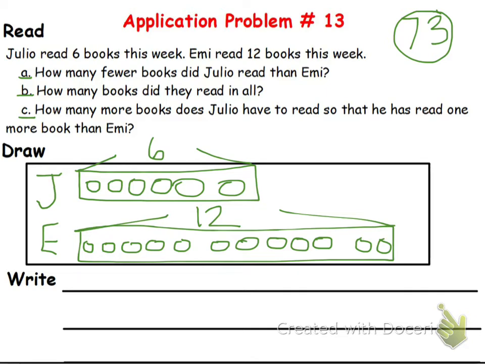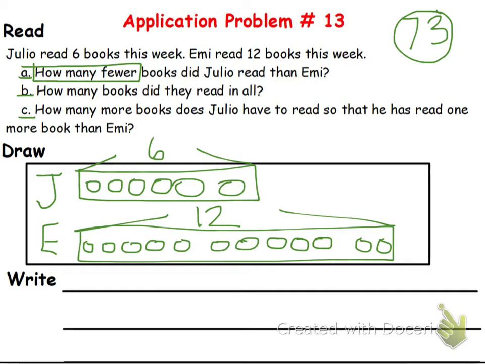The first question says, how many fewer books did Julio read than Emmy? How are we going to have to figure this out? Well, it says how many fewer. They're telling us that we're going to compare. Whenever we're comparing, we know that we are going to be subtracting. So we're going to have to subtract.